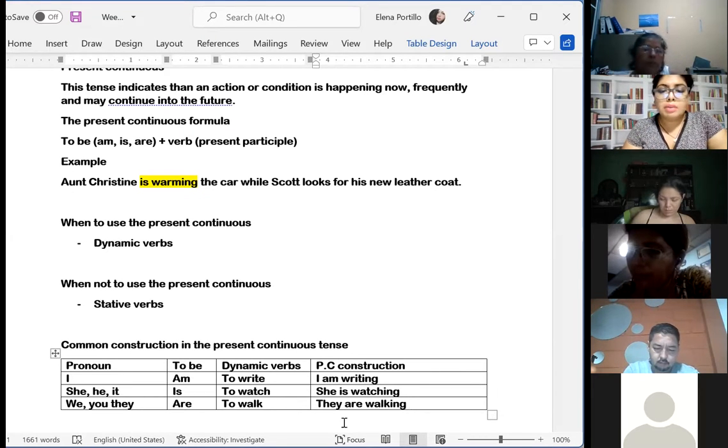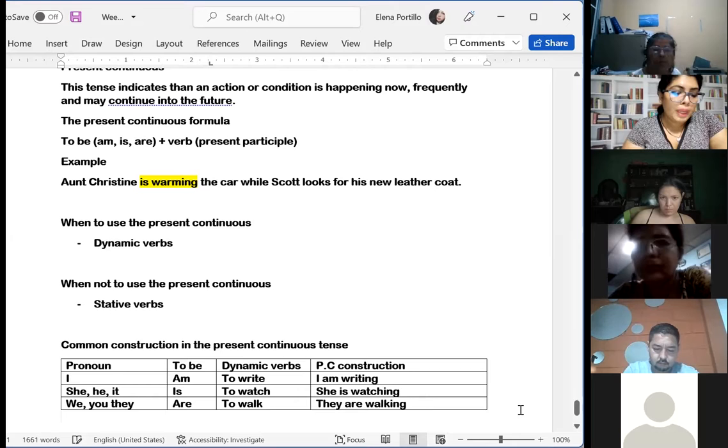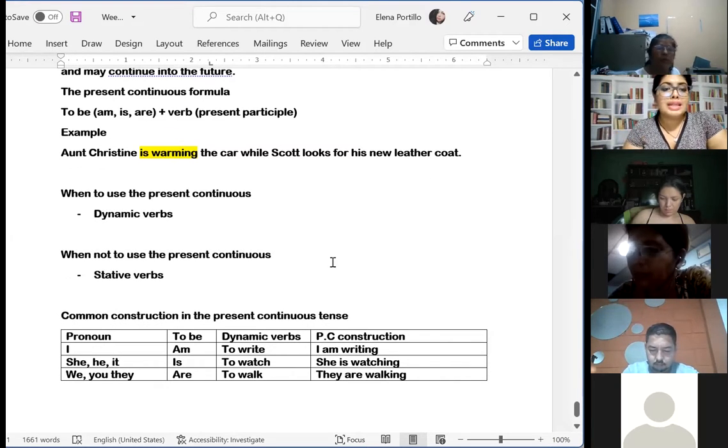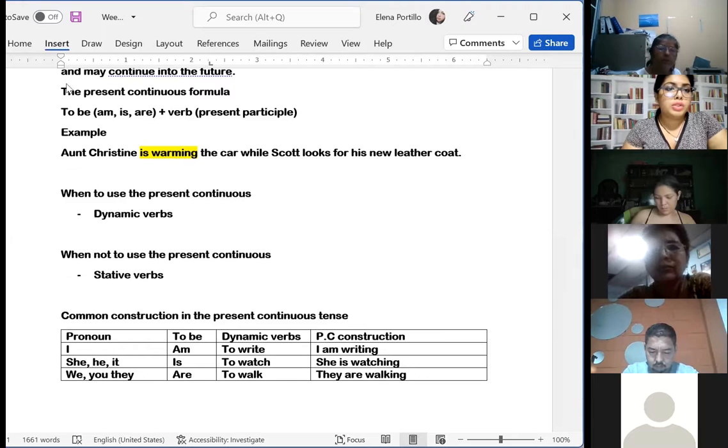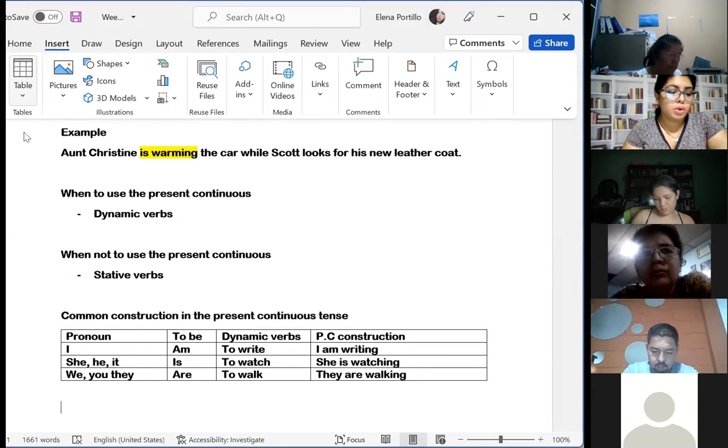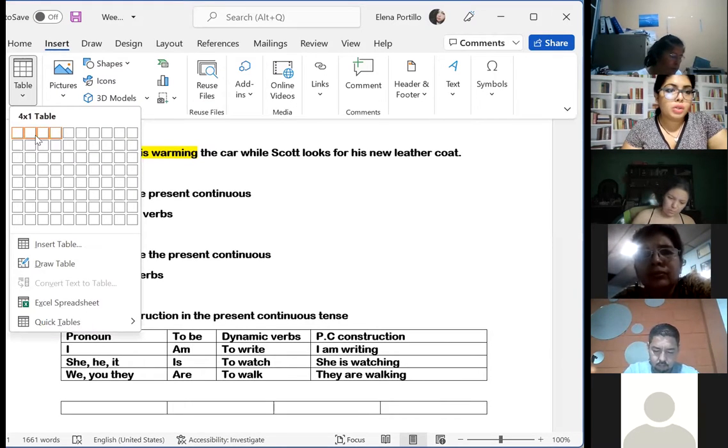And we have some examples here of the stative verbs that we are not going to use with this structure. So we are going to see some examples of these words that we are not going to use with this structure.